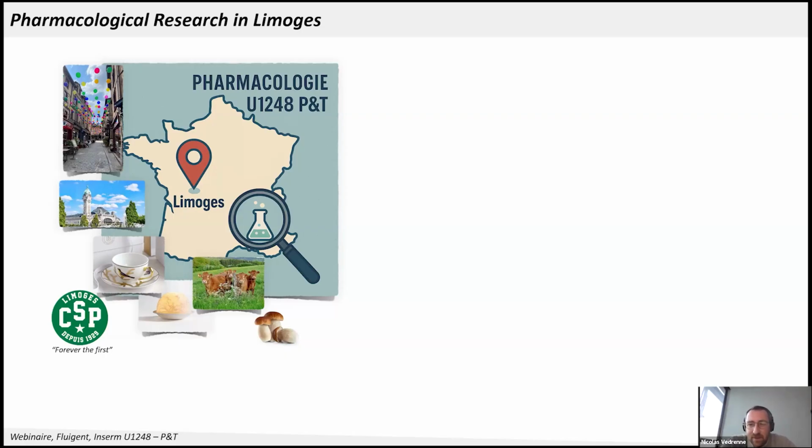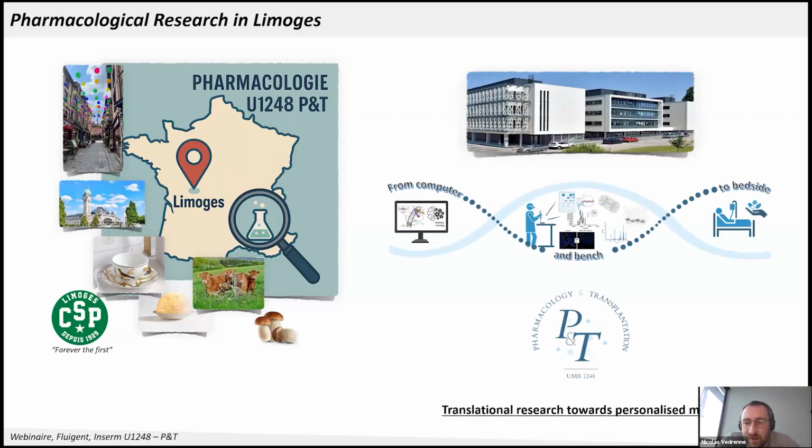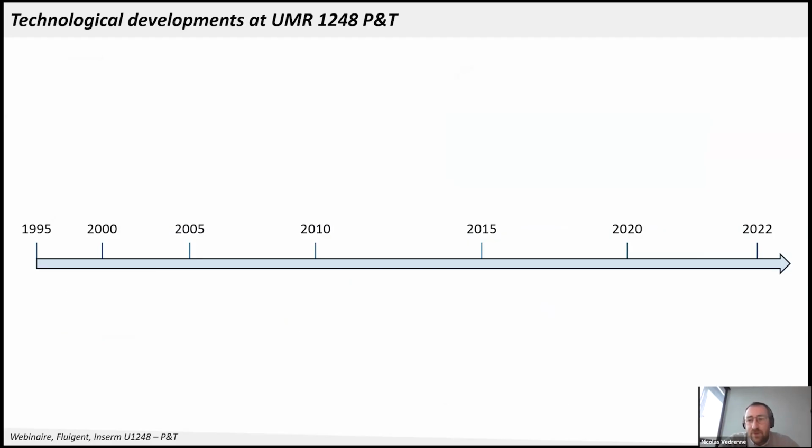But beyond that, Limoges is also home to excellent research laboratories, including, of course, our unit, where we develop a fully translational research pipeline from computer modeling to bench and all the way to the patient bedside. Our goal is to advance translational science and contribute to the development of personalized medicine. To give you a flavor of our team research, I'm going to tell you our story.